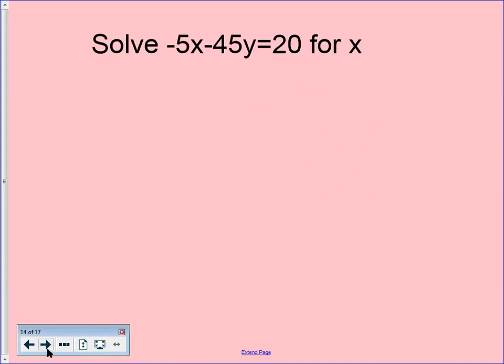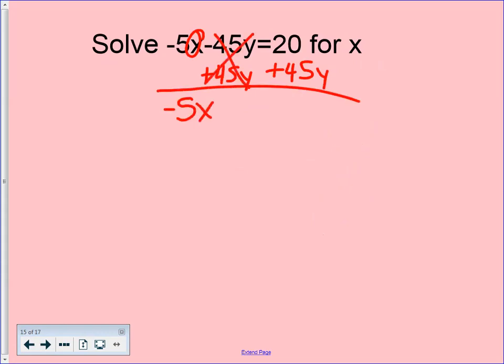All right, why don't you guys try this one? Pause the video and see if you're able to do it. All right, so this time, like I said, don't ever assume what you're solving for. This time we're actually solving for X. So I'm solving for X, meaning I need to get Y over to the other side. So add 45Y. I'm left with negative 5X, my Y's cancel, equals 20 plus 45Y.